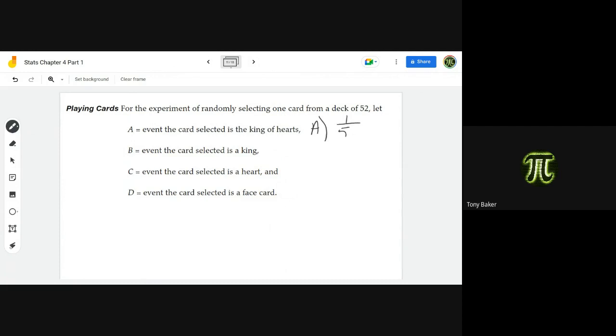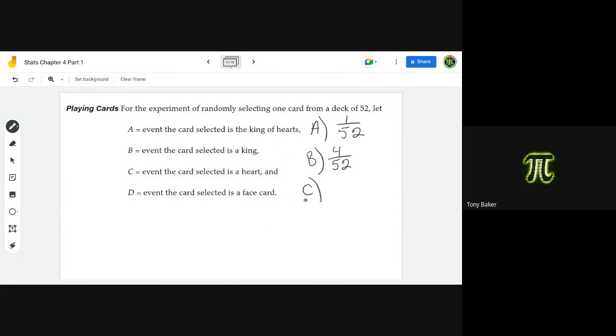Just 1 out of 52, right? There is only 1 King of Hearts in the entire deck. Okay. What's the probability that the selected card is a king? 4 out of 52. There's 4 kings.